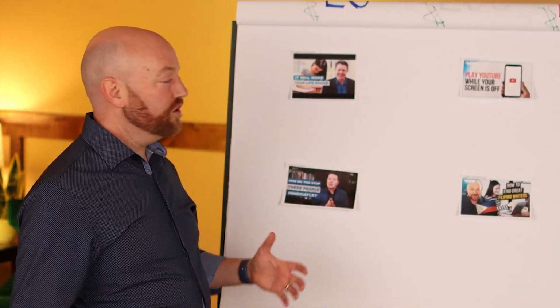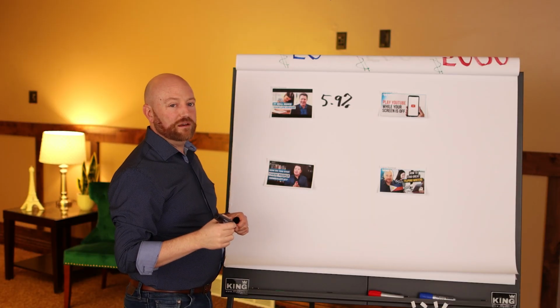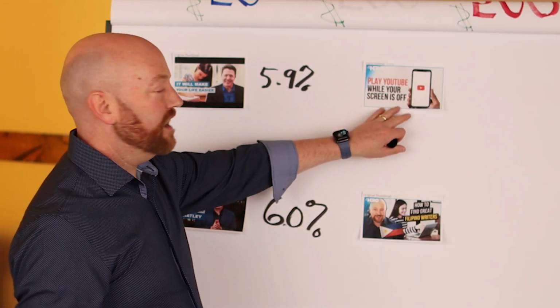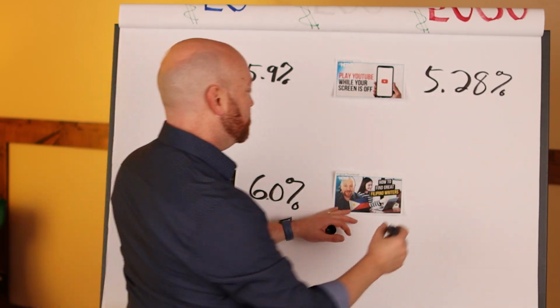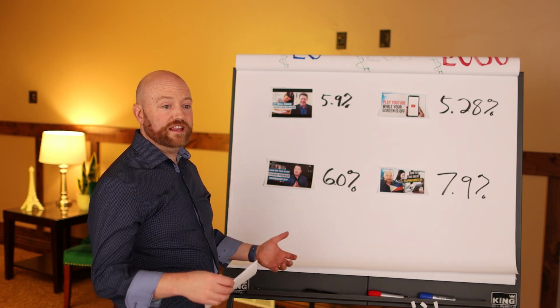Now I want to show you some A/B split test examples on what we did to improve the click-through rate on thumbnails. I've got 4 thumbnails here to show you. These are the originals. Now this thumbnail here had a 5.9% click-through rate. This one had a 6%. This one had a 5.28. And this one, the original, actually did pretty good. It was a 7.9.